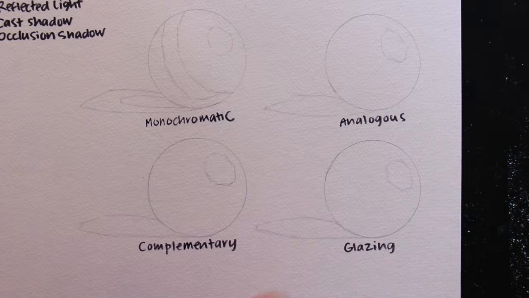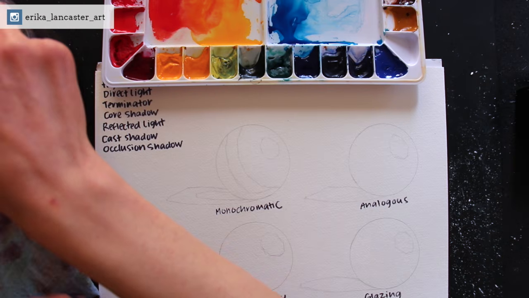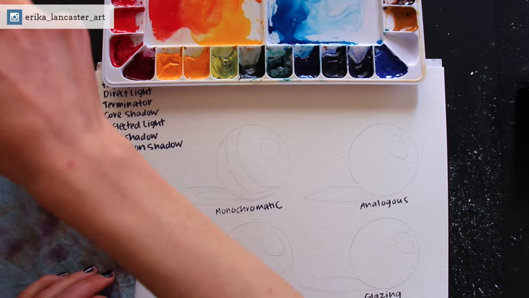When I am working on watercolor pieces, I quite often make use of both analogous colors and complementary colors to create both the hues that I am looking for and the values that I am looking for. And I also quite often make use of glazing. All right, so let's go ahead and get started with the very first sphere.